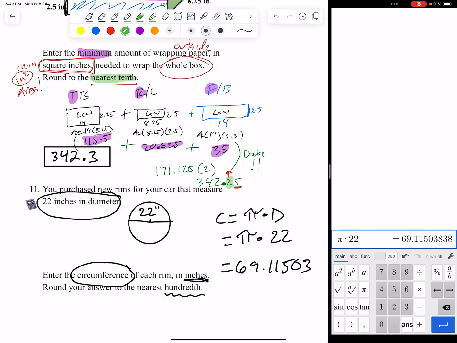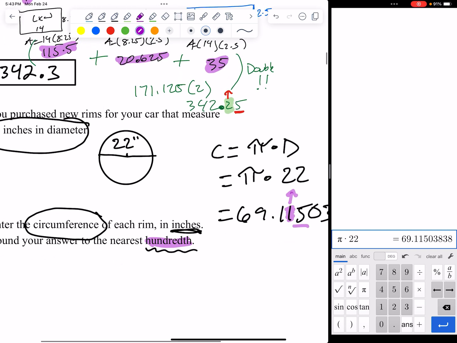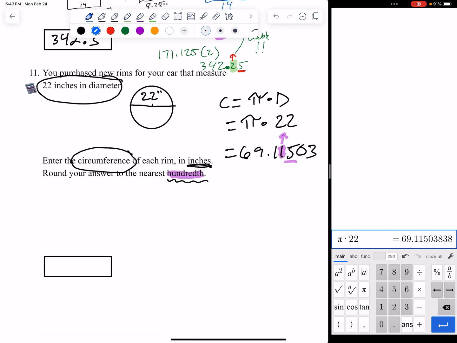Anyways, what are we rounding to again? The nearest hundredth. That is 2 decimal places. So in other words, all I care about is this one right here. So the number next to it is a 5. So because it is 5 or larger, I have to round up. So now my answer is going to be 69.12.